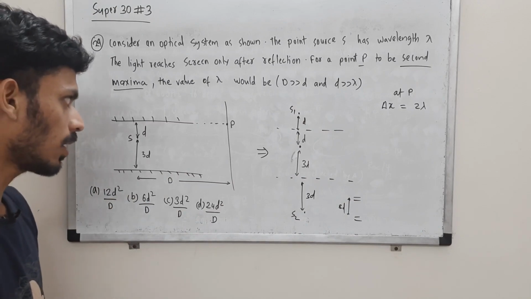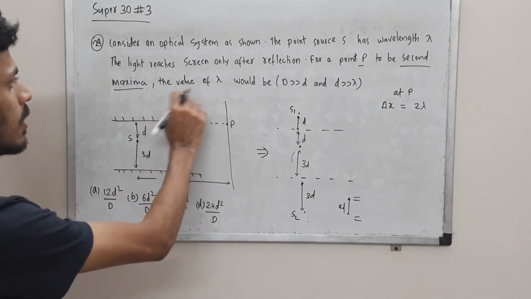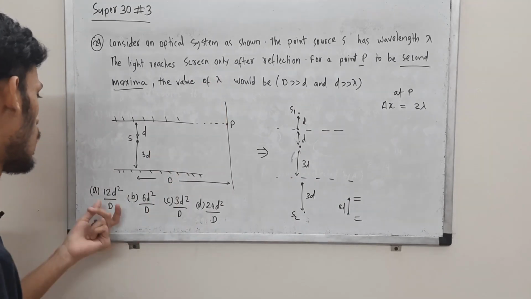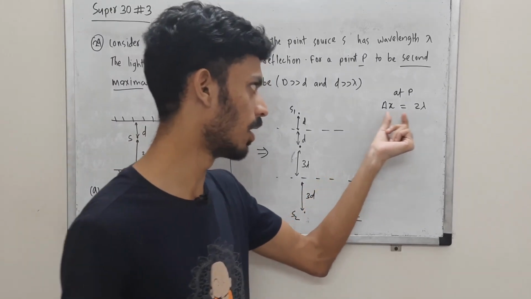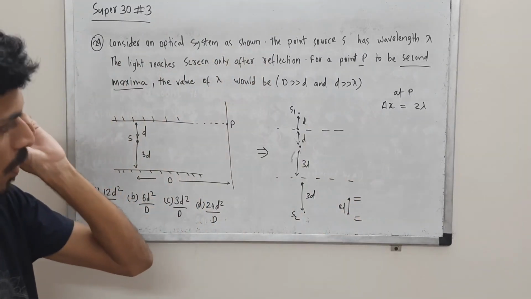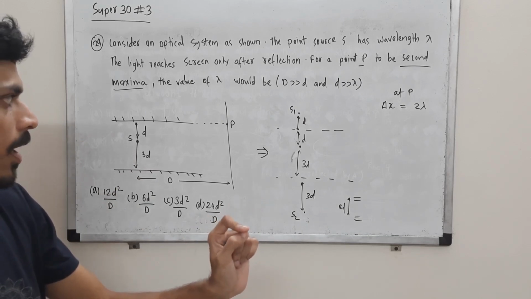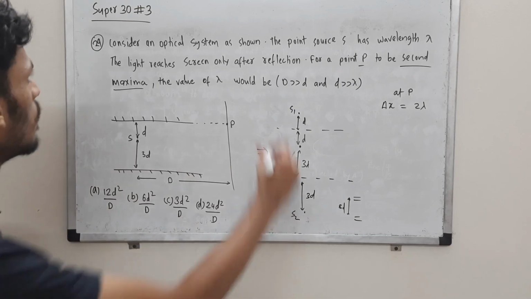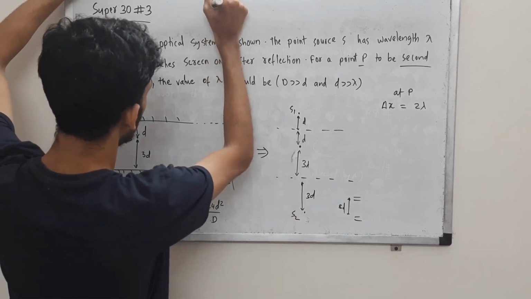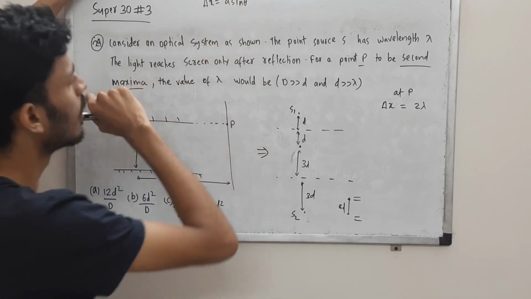Now our objective is to find lambda. What is the value of lambda in terms of small d and capital D? Now when we have the equation for path difference, we can also have an equation for path difference in terms of capital D and small d. How is that? Delta x is d sine theta, where theta is the angle.